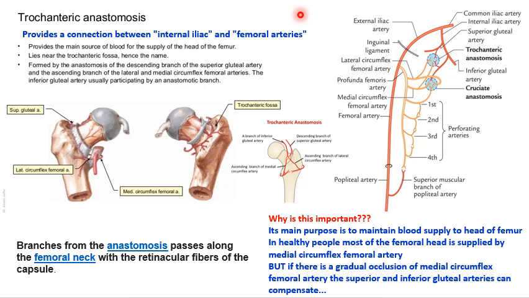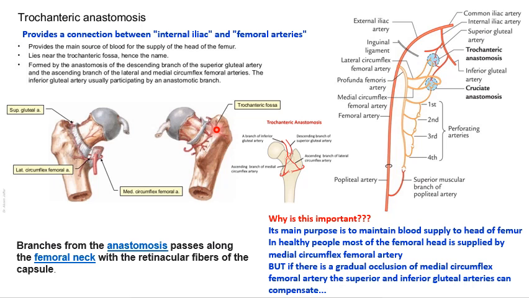This is the main anastomosis, the branches of which provide blood supply to the head of the femur. And this lies in the trochanteric fossa. This is the trochanteric fossa, just medial to the greater trochanter. This part is the trochanteric fossa. That is the reason the name is given as trochanteric anastomosis.